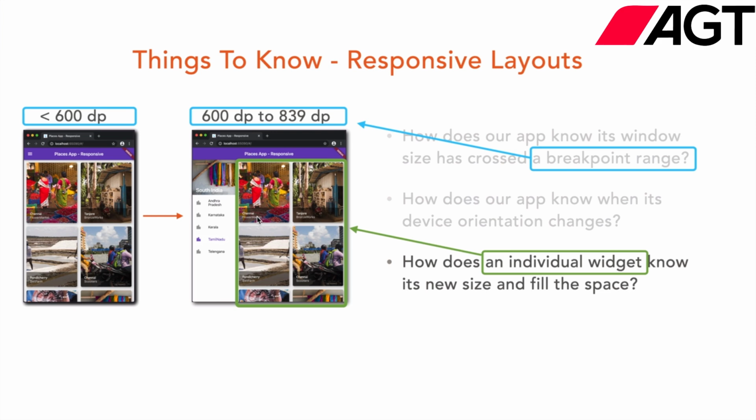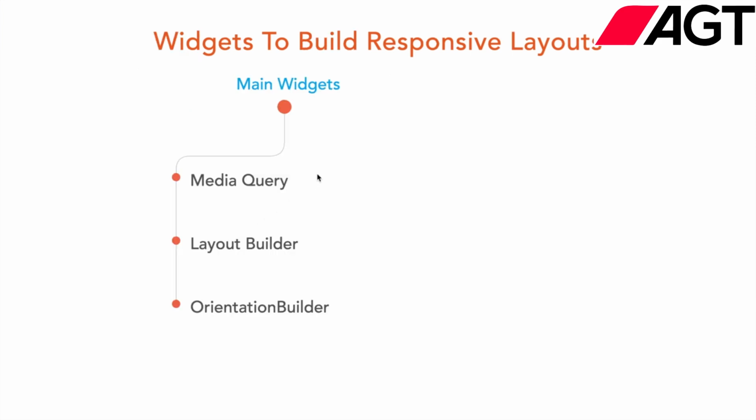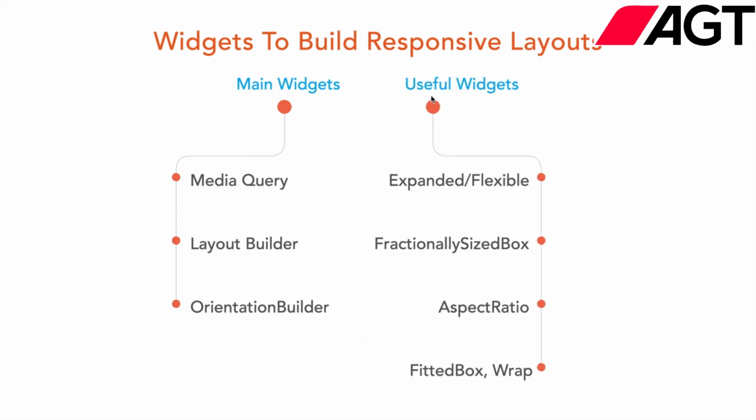To solve these problems, Flutter provides us with three main widgets called MediaQuery, LayoutBuilder, and OrientationBuilder. Using these three widgets, we can build responsive layouts in Flutter. Of course, Flutter provides many useful widgets that are very useful to manipulate or rearrange the layout structure and UI components. Next, let's look into the main widgets, how to use them, and build responsive layouts.